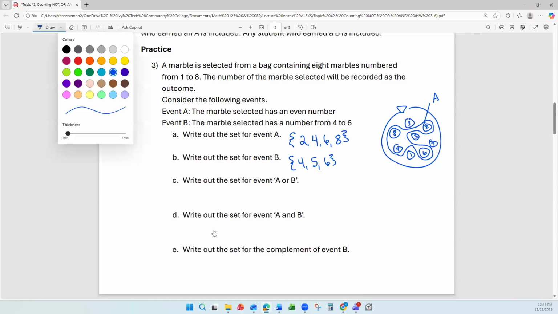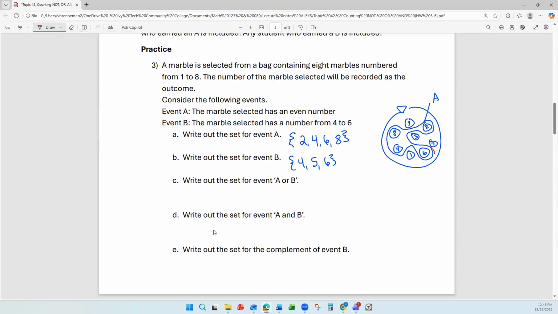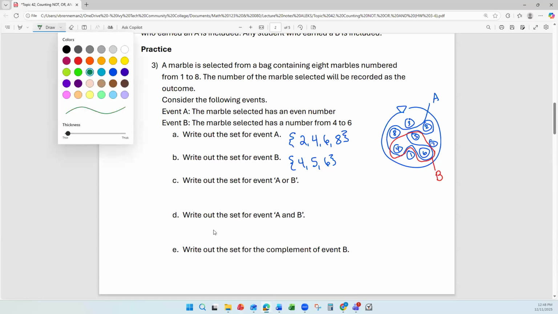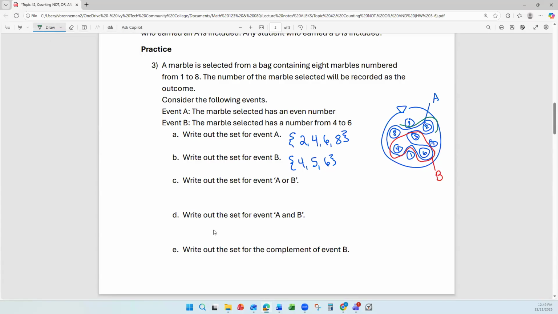And event B has the 4 and the 5 and the 6. So A or B is if we draw a circle around the whole thing, anything that's within A or B. So it's really hard to describe what's included in A or B without using words like both and so on. There's this sort of mix of how those words get used.